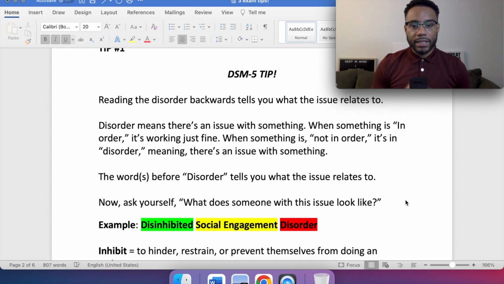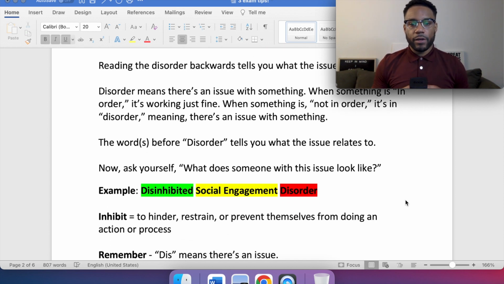Disorder means there's an issue with something. When something is in order, it's working just fine. When something is not in order, it's in disorder, meaning there's an issue with something. The word or words before disorder tell you what the issue relates to. Now ask yourself, what does someone with this issue look like?